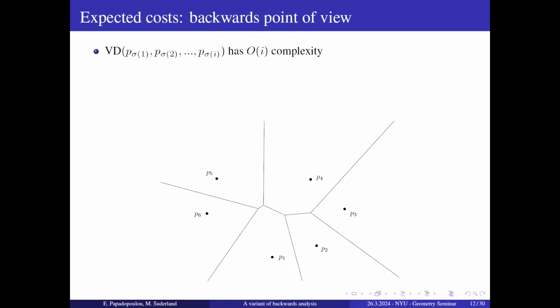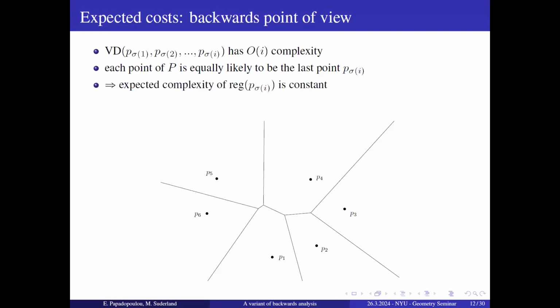We already know that the diagram, if we only insert i many points, has O(i) complexity, and each point is equally likely to be the last point. We can therefore conclude that the expected complexity of the last region that we inserted is constant. In total, all the regions together have O(i) complexity, but since there are i regions, each of them has to be of expected constant size. As we have seen on the previous slide, the cost of the ith step depends linearly on the complexity of the ith region. Therefore, the updating cost in the ith step is also constant.